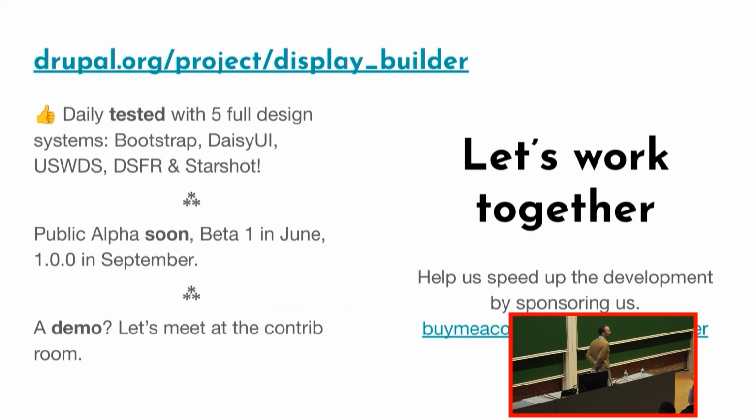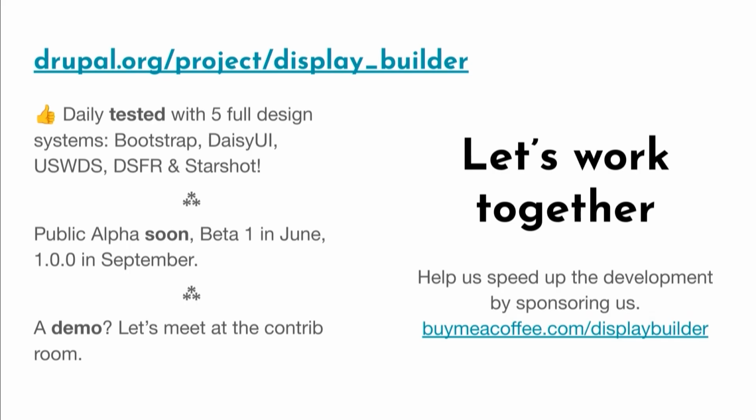So we have a project page already. Today, we are not public. We are still in a private repository because we are doing some refactoring. We will publish when we are ready. And of course, all the development will happen on the Drupal issue queue. We will publish an alpha soon, so get ready. A beta 1 in June. It will be production ready for the people a bit adventurous. And we target 1.0 in September.